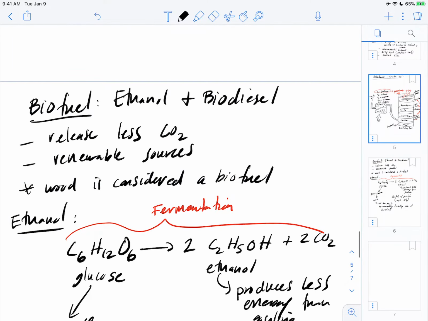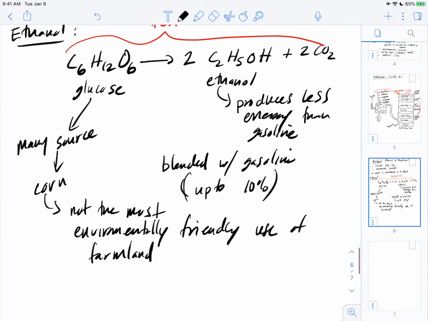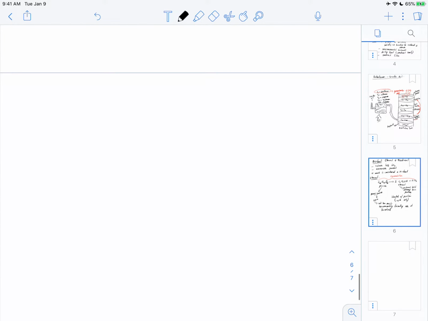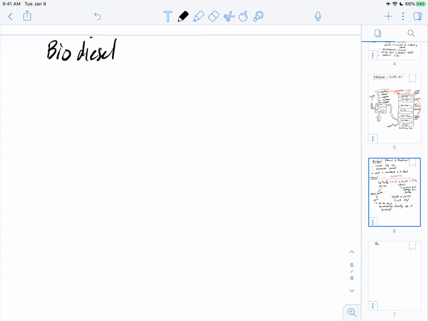So we talked about two. Ethanol is one type of fuel. Biodiesel is another type of fuel. We used to do a lab on biodiesel. We actually would make biodiesel, but we can't do that now. And so I'm going to show you what to do.